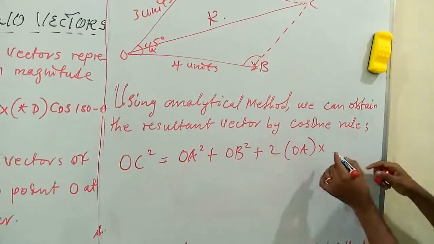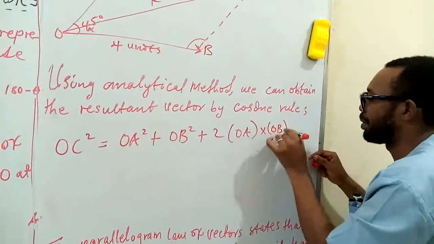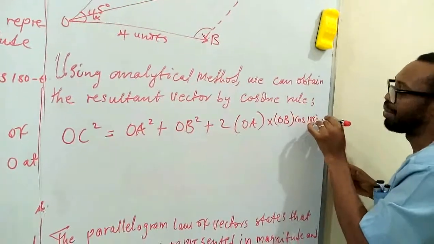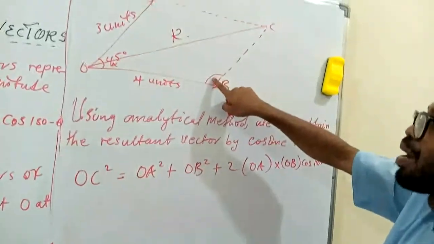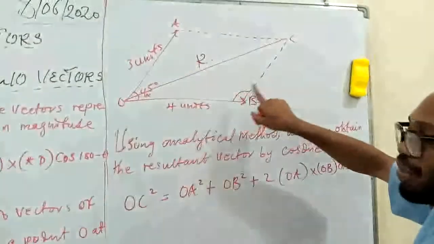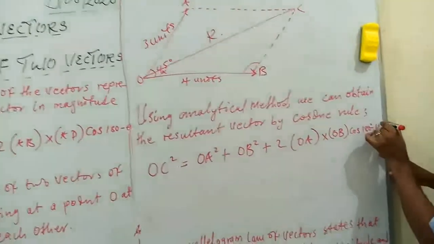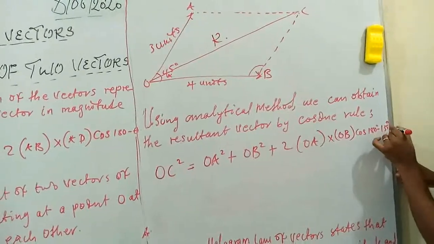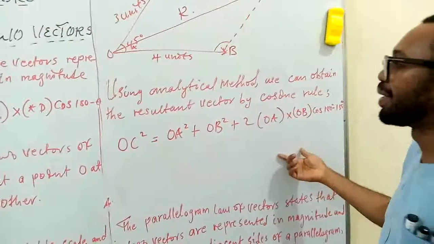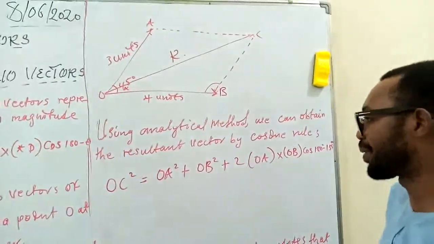Okay, from here you have times OB cos 180 degrees minus, now what is this angle here? If you take away, this is subtending an angle of 180, a straight line. Take away 45 from this, you have 135 degrees. Now from this point, it becomes very easy to resolve OC, which automatically becomes the resultant of this vector. Shall we?